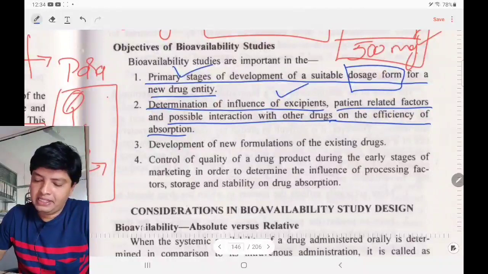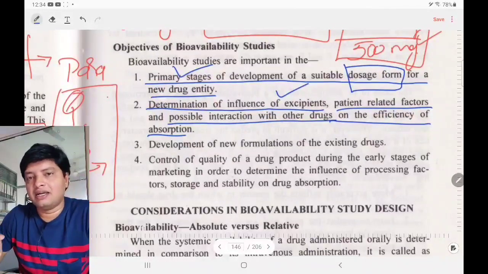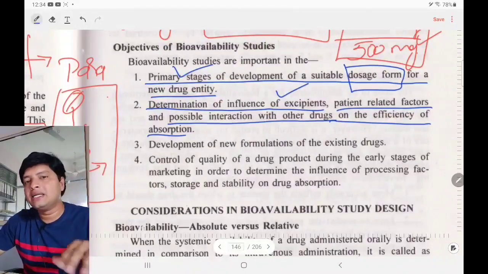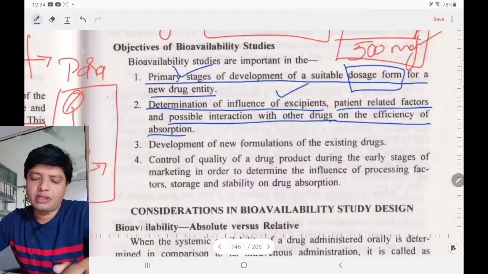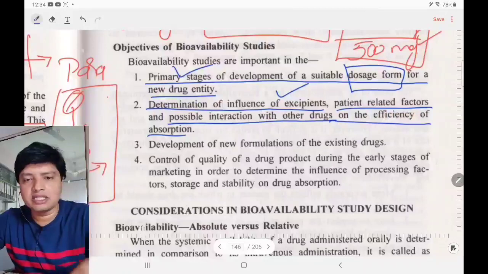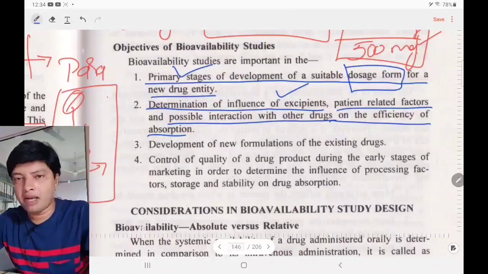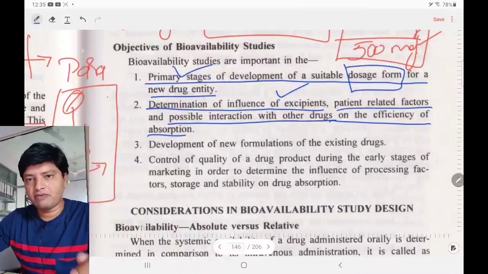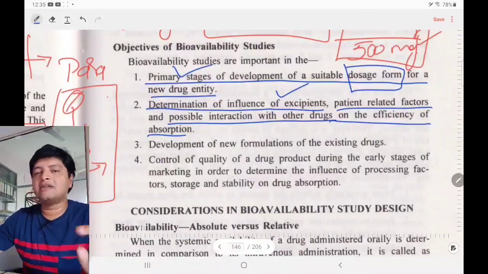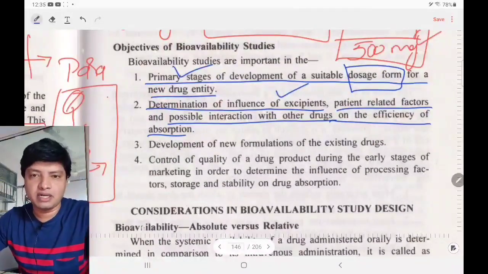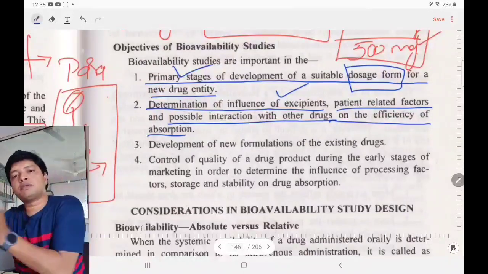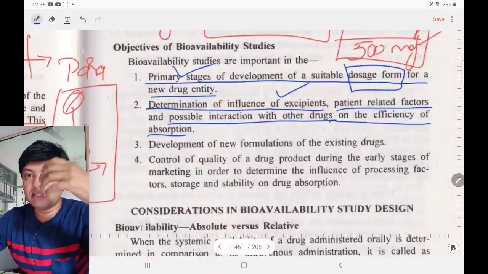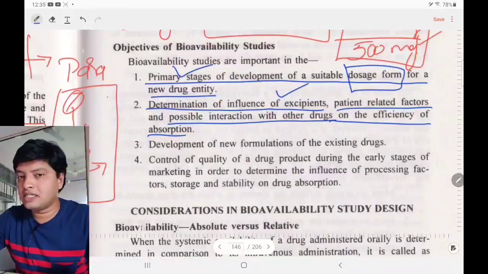The third point is interactions with other drugs. Let's say I am giving 2 drugs together. One drug is hindering the absorption of the other drug. The best example which I can give for this is tetracycline. It is an antibiotic. When you take this antibiotic with milk products where we have calcium, this calcium will go and form a complex with the tetracycline and it will hinder the absorption of tetracycline. How can I find this? This is what is happening there. How do the scientists find this out?